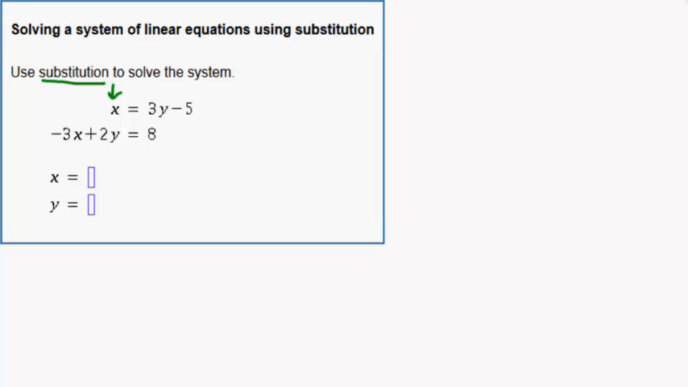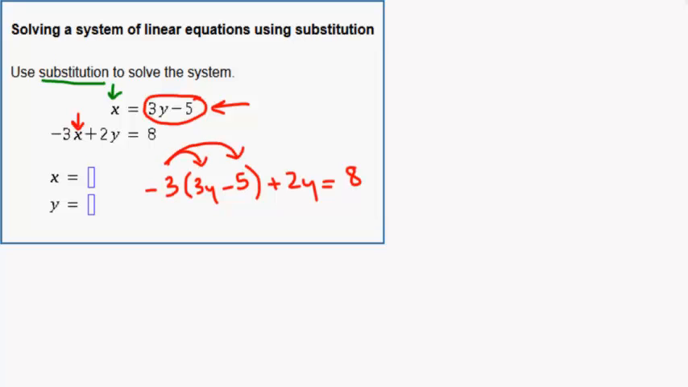This equation right here is already solved for x, so we know that x is equal to all of this. So what we're going to do is take this and replace x with that. We're going to say, let's let -3, and instead of x, we're going to write 3y minus 5. I'm always going to put this in parentheses so we remember to distribute, plus 2y equals 8.